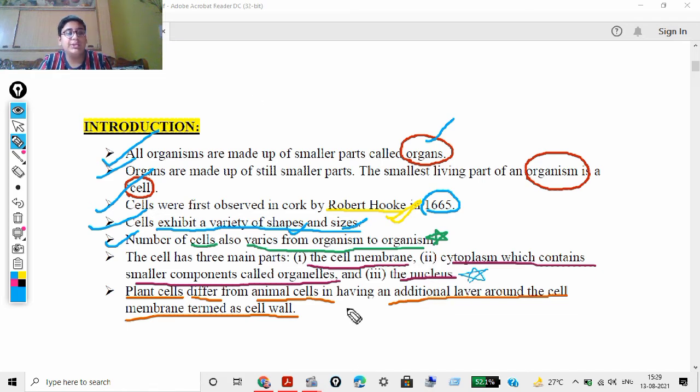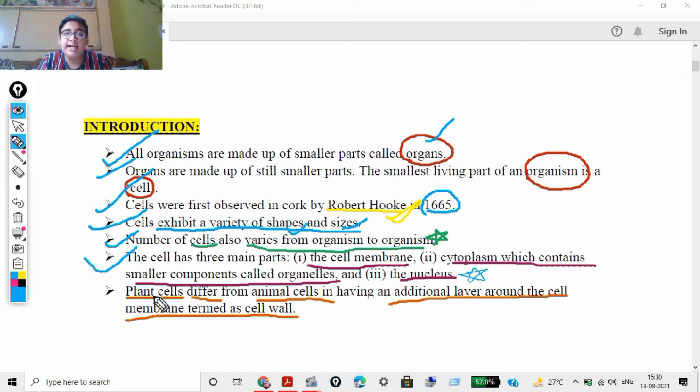Okay, this point is also very important. Learn this point. This point is very important. Plant cells differ from animal cells. This is a very important thing. Plant cells differ from animal cells.